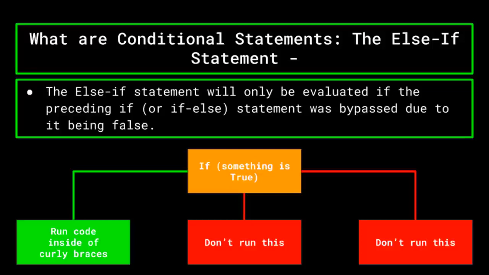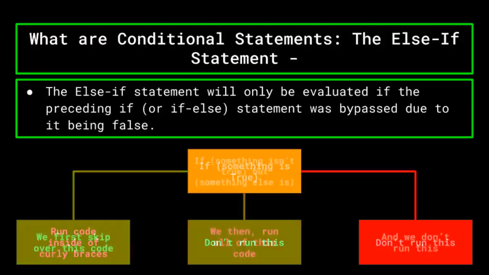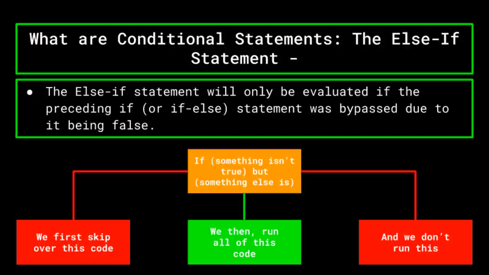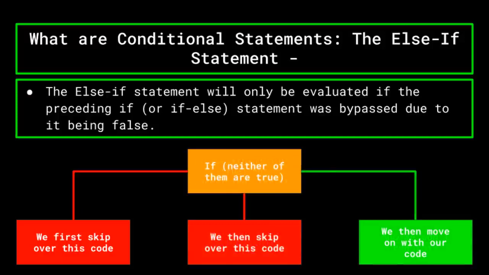If something is true, we would run the code inside of that statement's curly braces. Else, if that something is not true, but another statement inside of the parentheses is true, we would then run that code segment. And if neither of them are true, we would skip both segments of code and move on in our program. This can be a hard concept to wrap your head around, so let's do an example.